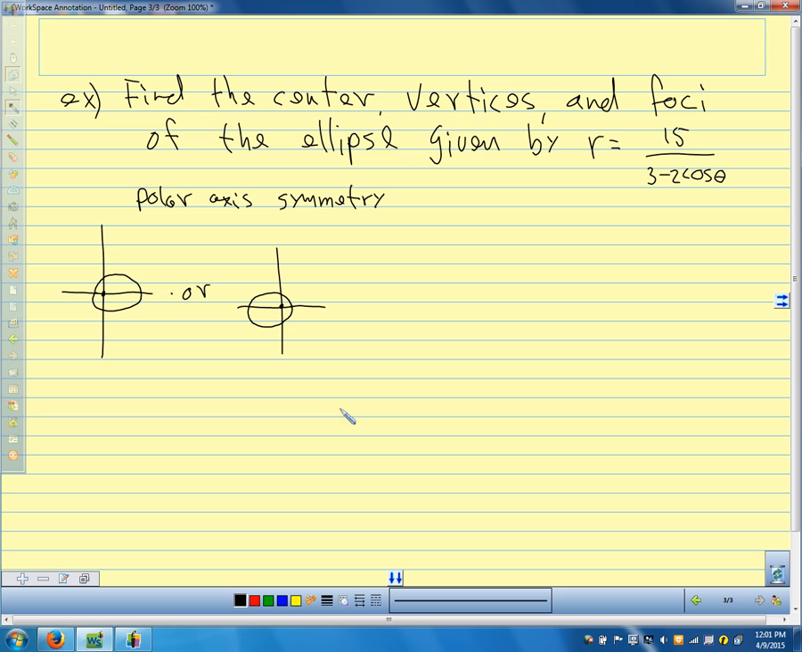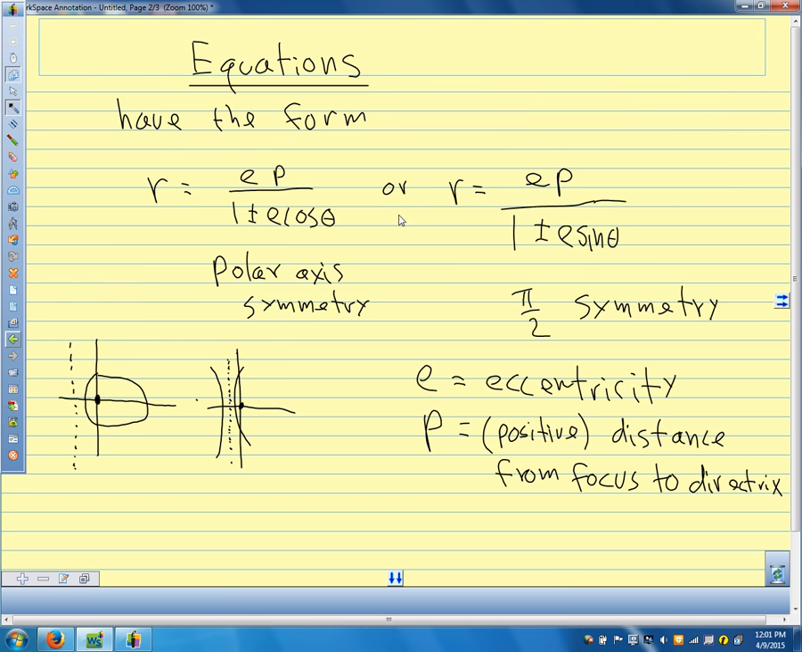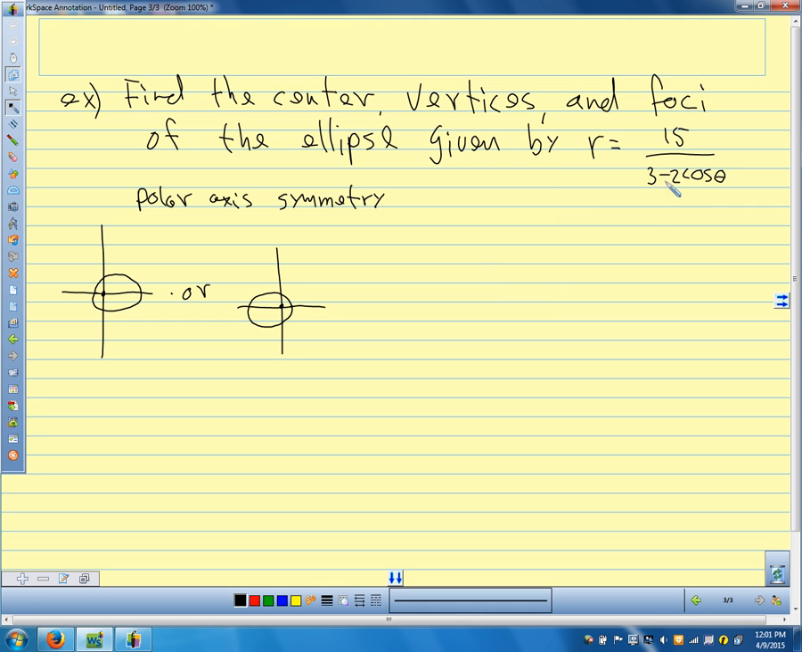If E was greater than 1, it would become a hyperbola. Oh, we don't know what E is here. Is it 2? No, because be careful. Our standard form is ep over 1 plus or minus cosine or sine theta. So because we don't have a 1 here, it's not a standard form yet. So if we wanted to get a 1 there, what would we do? Divide everything by 3. So we'd have r equals 15 thirds over 1 minus 2/3 cosine theta. So E is 2/3, right?